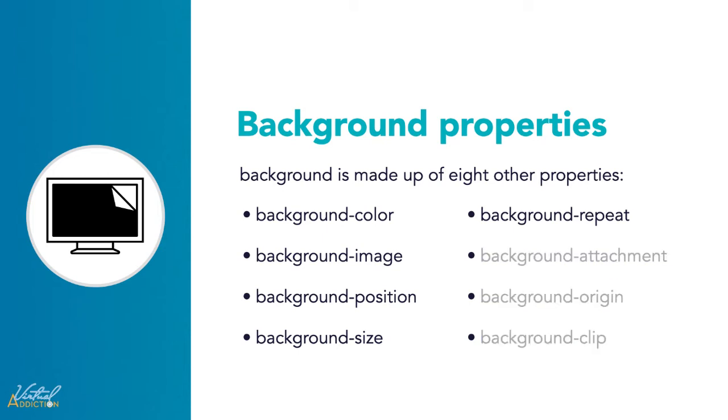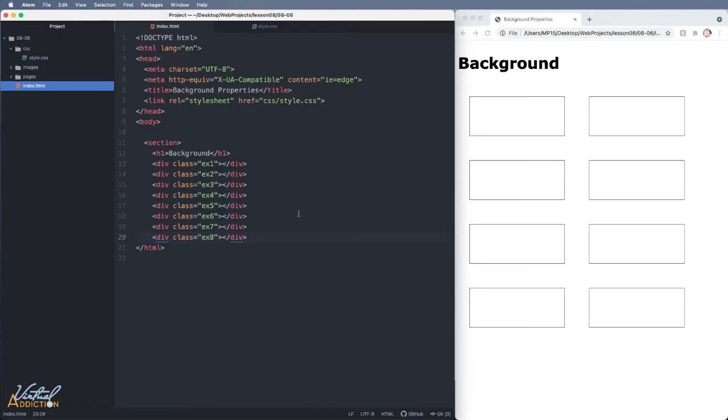We're going to be focusing on the first 5 properties. These are the ones that you'll use most often. Let's jump in and begin working with background. Here's the HTML file that we're going to be working on. This should look familiar because it's very similar to one that we used in previous exercises.